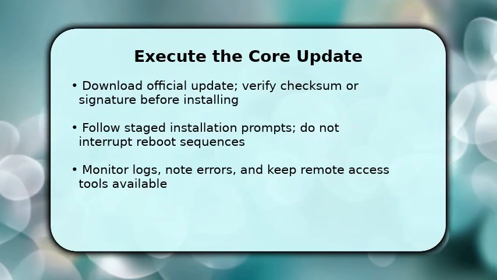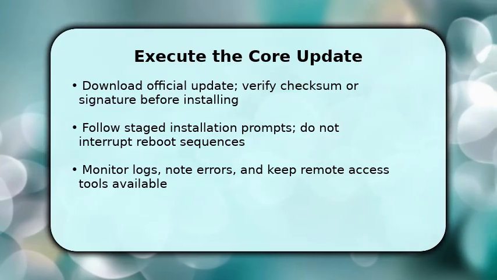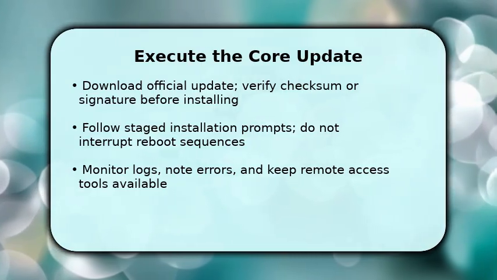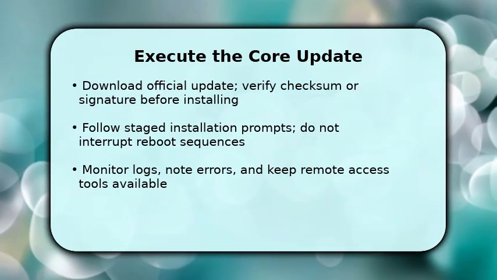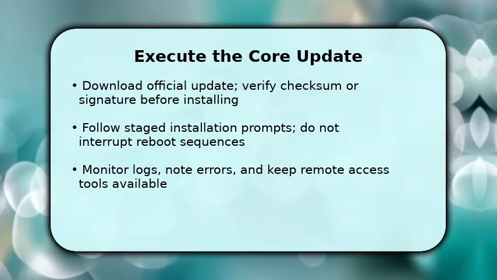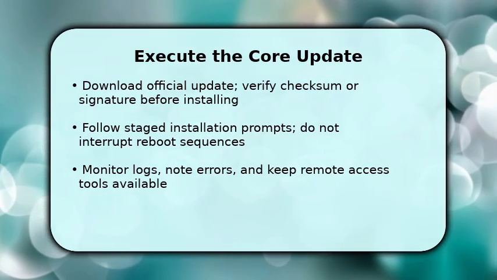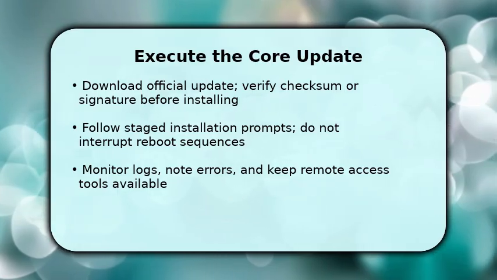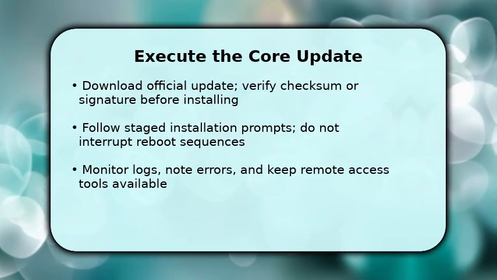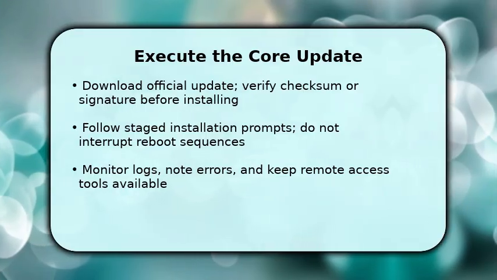You now run the complex middle steps required to upgrade smart communication. Start by downloading the official update and verifying its integrity with checksum or signature so you avoid corrupted installs. Once verified, begin the staged installation and watch prompts. Do not interrupt reboots because partial installs create instability.